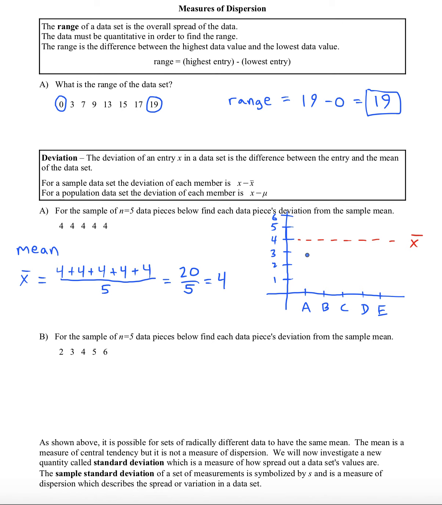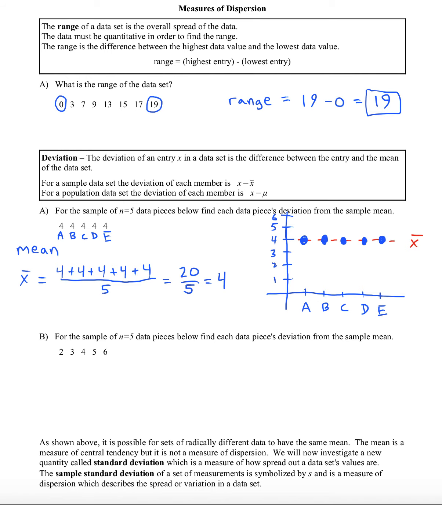Now I want the height of the dots that I'm about to draw to equal the values of the data pieces. So A was a 4. This guy can be A. And this is B. This can be C, D, and E. B is also a 4. C is a 4. D is 4. And E is 4 too. So what we notice here is that every piece of data exactly matches the mean.